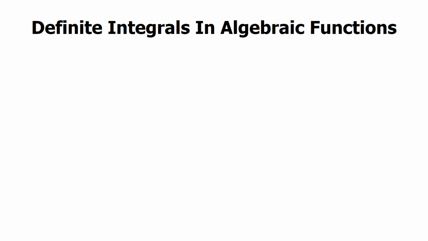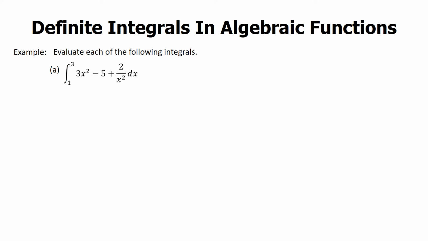Now, let's see how we can perform finite integrals in algebraic functions. Here is an example. Evaluate each of the following integrals. A. Integration from 1 to 3, 3x squared minus 5 plus 2 over x squared dx. B. Integration from 0 to 4, square root of 64 minus 7x dx.